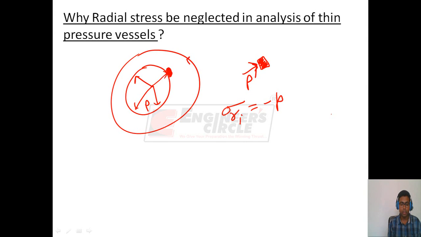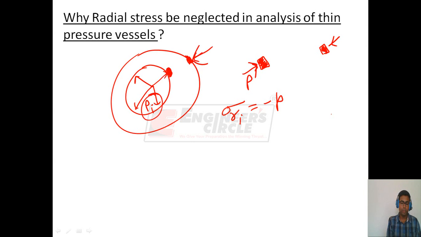And if we consider this small element on the outer surface of this thin cylindrical pressure vessel, we can see that this outer surface is subjected to atmospheric pressure from outside. Now if we are taking this pressure P as gauge pressure, that is pressure with respect to atmosphere, then the pressure acting here will be 0.